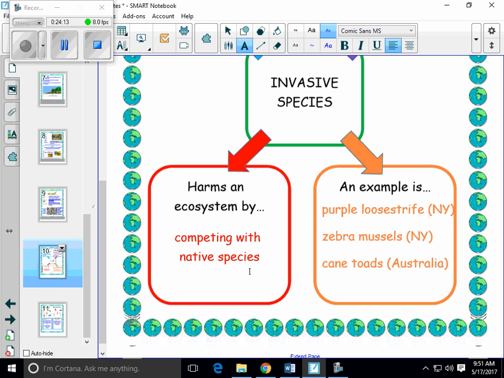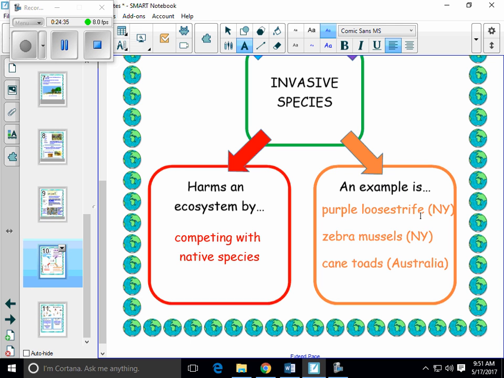However, it's not so good for all the native species. So down here in the red box, an invasive species is going to harm an ecosystem by competing with all of the native organisms. So they compete for space, they compete for food, and in a lot of cases, they're going to push out the native organisms. I've got some examples here.